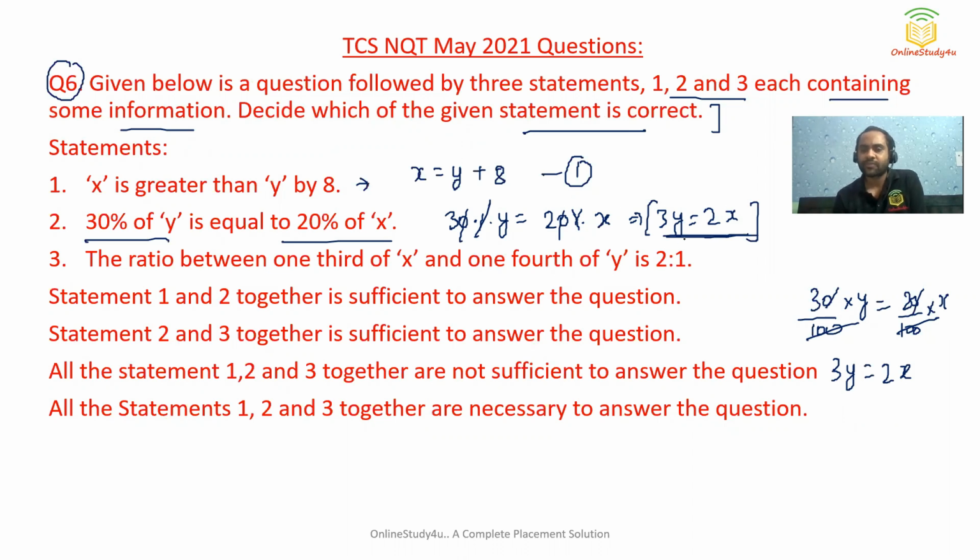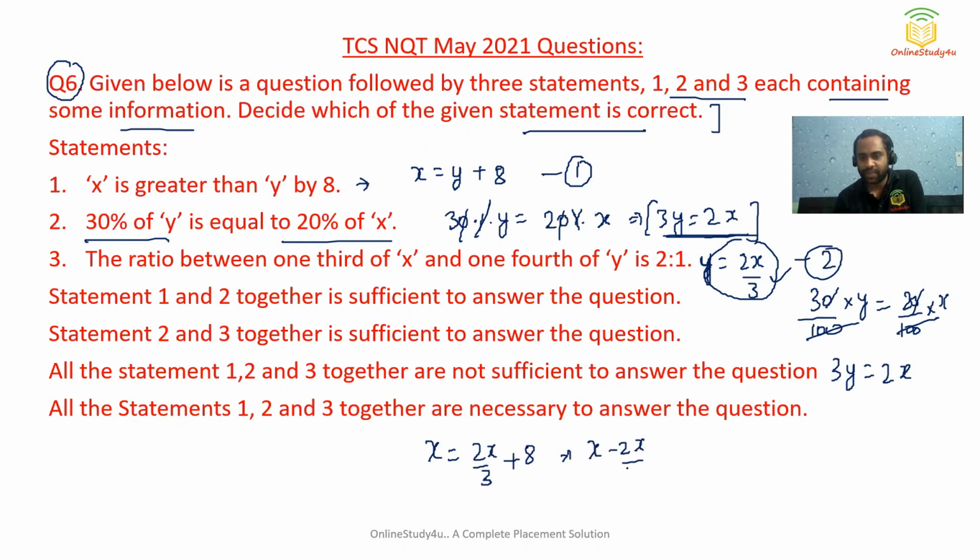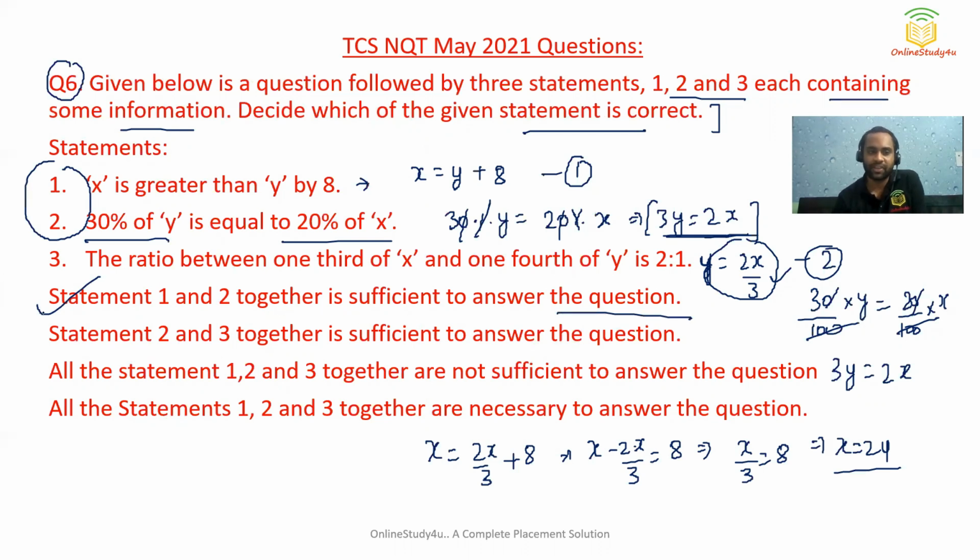So y will be equal to 2x by 3. Now I will put this in equation 1. From equation 1 alone I am not able to answer, and from equation 2 alone I am not able to answer. So putting y as 2x by 3, x minus 2x by 3 will be equal to 8. So 3x minus 2x, that means x by 3 will be equal to 8, and x will be equal to 24. That means using statements 1 and 2 together is sufficient to answer the question. So this will be the correct one.